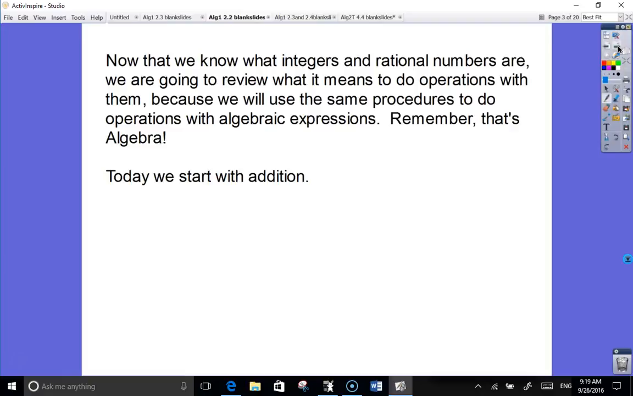So again, we are supposed to be a little bit comfortable now with what integers and rational numbers are. And now we're going to do operations with them. And we practice it, even though it seems kind of basic because it's all about numbers that we've been dealing with forever, but eventually we're trying to do these things with algebraic expressions. Remember, that's what algebra is. We're using these symbols and then trying to use these operations we used to use with numbers with those symbols.